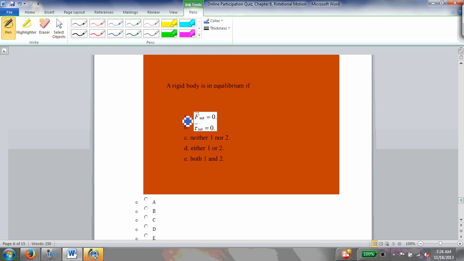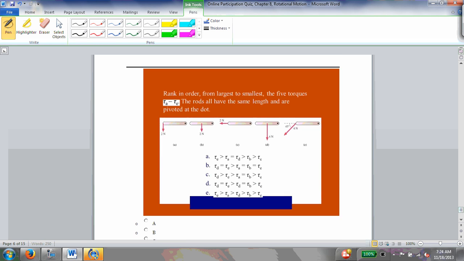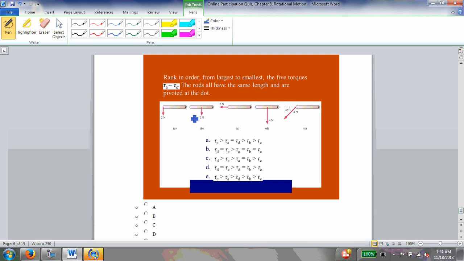A rigid body is in equilibrium if both of these are true: the net force and the net torque are equal to 0. And rank these based on their torques. Well, let's see. This one has 0 torque. So that C is going to be the smallest. And notice they're all listed as the smallest.